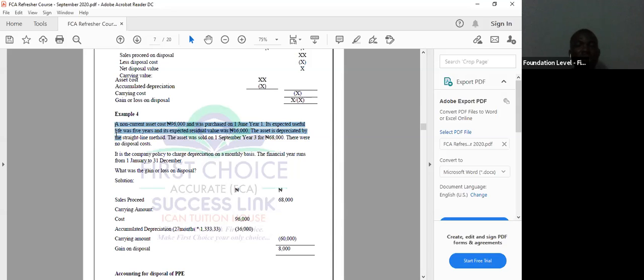After that also, the asset was sold on September year 3 for 68,000. There were no disposal costs. In the company policy, they charge depreciation on a monthly basis. So the financial year runs from January 1st to 31st. So let's look at that.